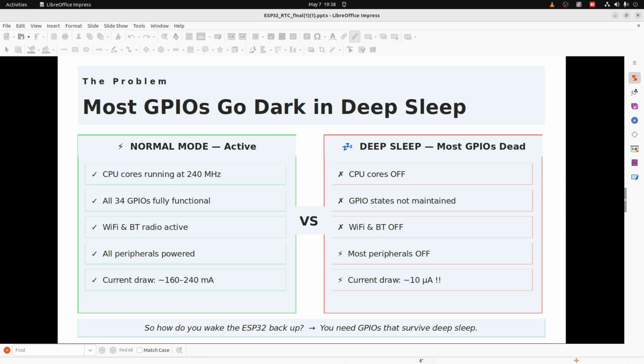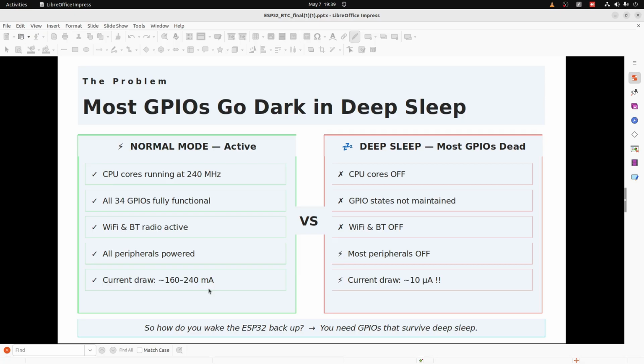Most GPIOs go dark in deep sleep. So, here is the core problem we need to solve. On the left side of this slide, you can see ESP32 in normal mode. Both CPU cores are running at 240 MHz. All GPIOs are fully functional. Wi-Fi and Bluetooth are active and all peripherals are powered. The current draw is somewhere between 160 and 240 milliamps.